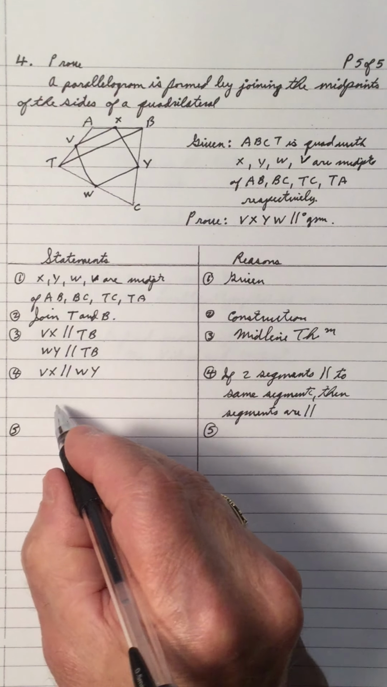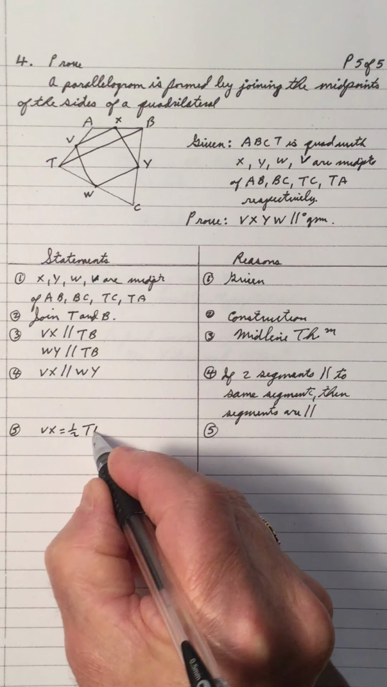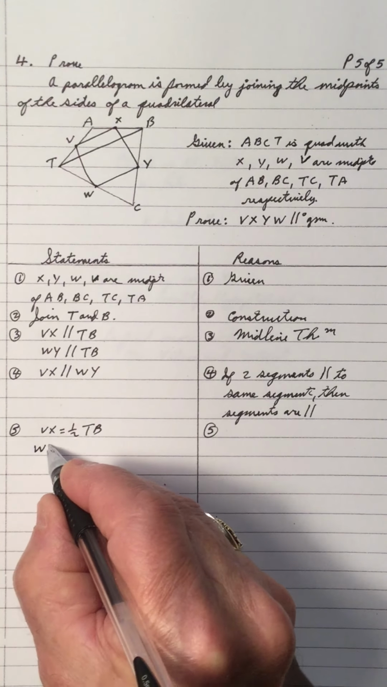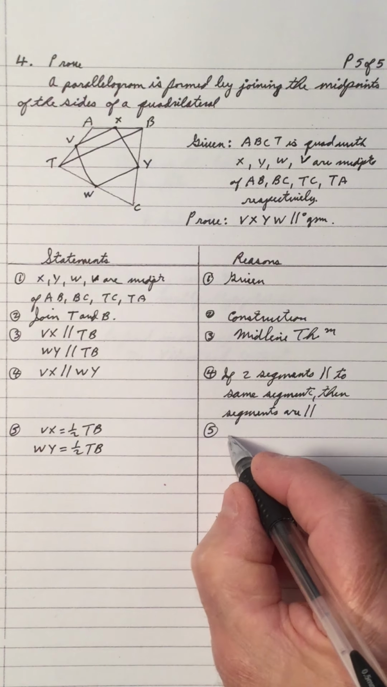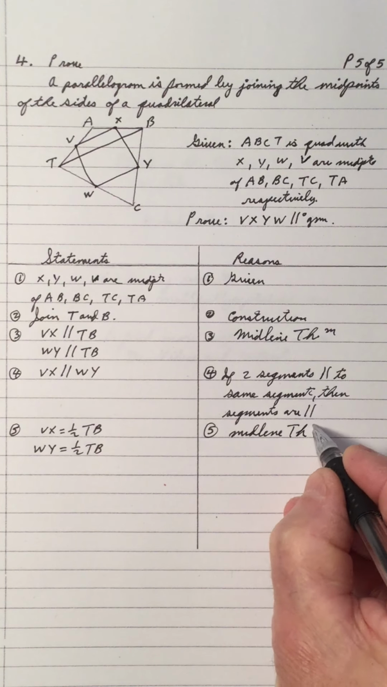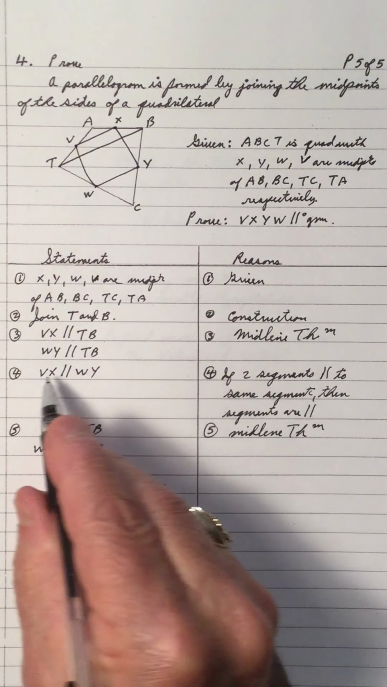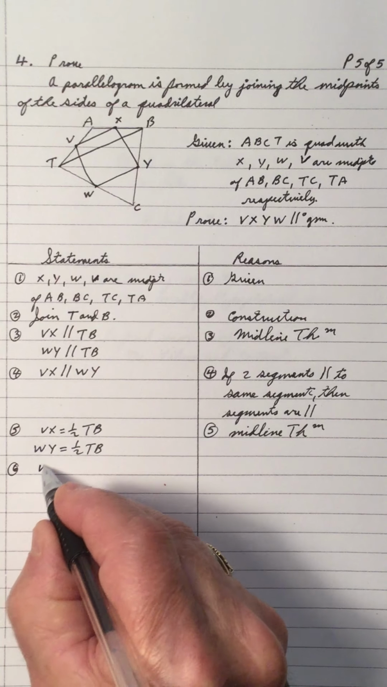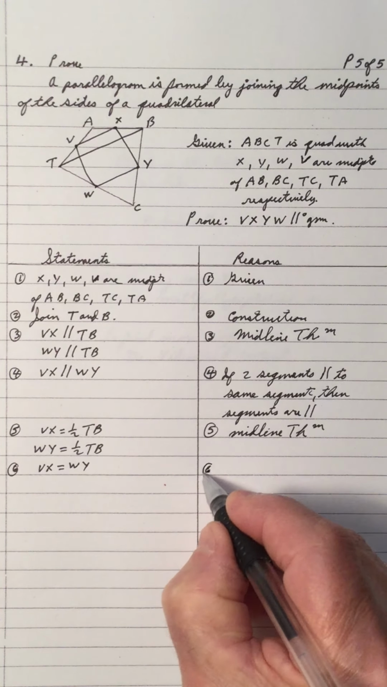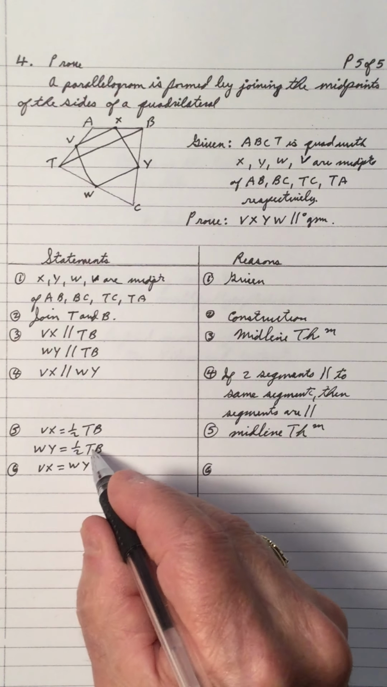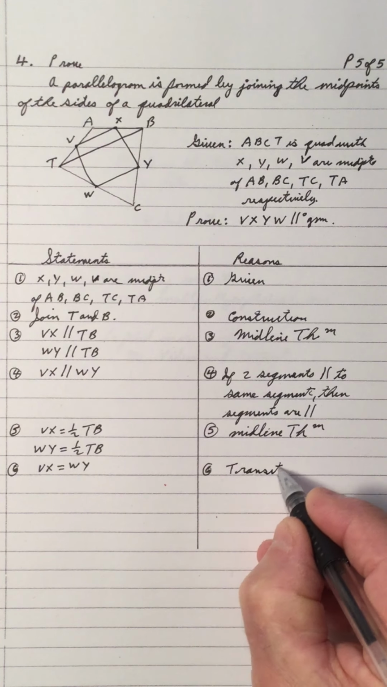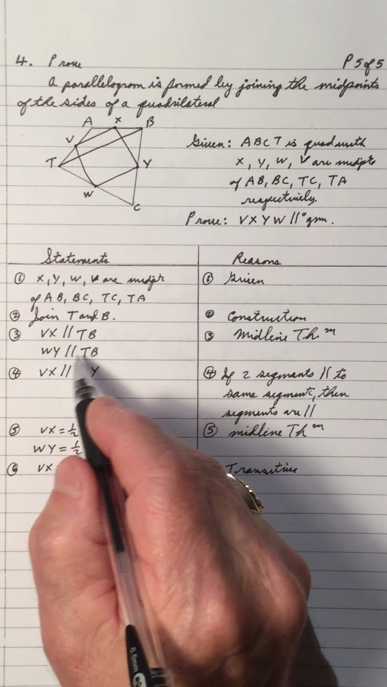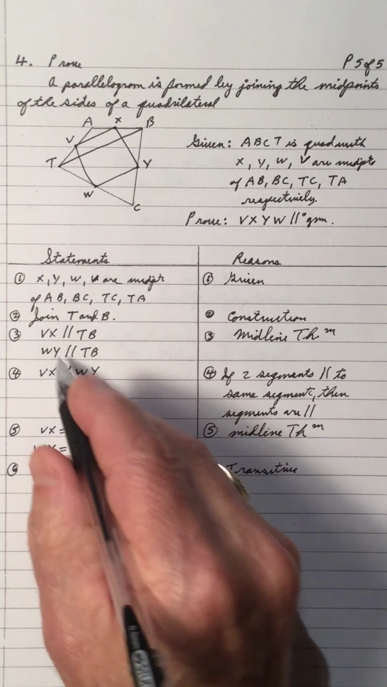Number 5 now. So we know that VX is a half of TB. Also, WY is a half of TB. And that's the midline theorem. Now the reason I did the parallel lines first by midline theorem to get this statement, now I did half the length by midline theorem. So that means that I have that VX is equal to WY. They're both equal to a half of TB, so that's the transitive property of equality. I can say transitive here because I got equality, but parallel lines can't be done as a transversal, not transversal, transitive.